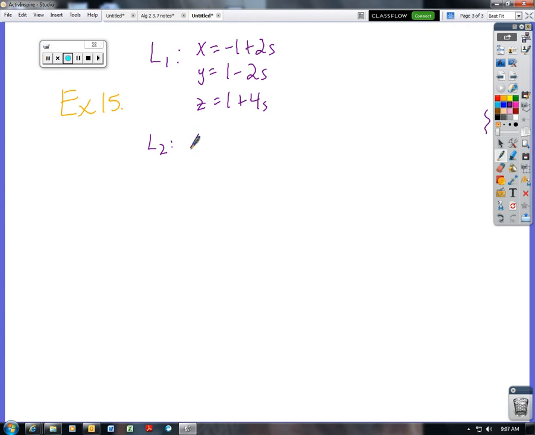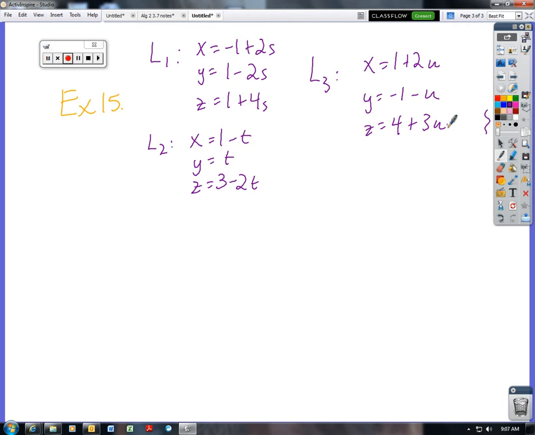L2. And L3. Letter A, this has 2 parts. Show line 2 and line 3 intersect, and find the angle between them.